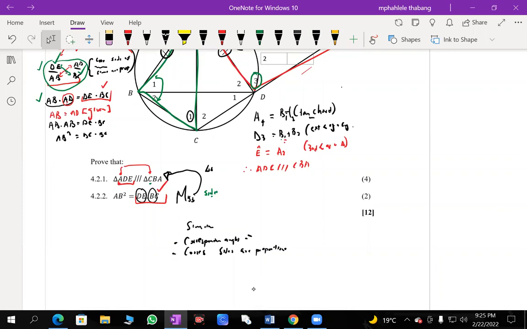I want to go about this one, similar triangles. There is nothing else. These are the two most important concepts. Corresponding angles are equal. Corresponding sides are proportional. This is a similar triangle. So what is a similar triangle? A triangle is said to be similar if corresponding angles are equal. The triangle is said to be similar if corresponding sides are proportional.